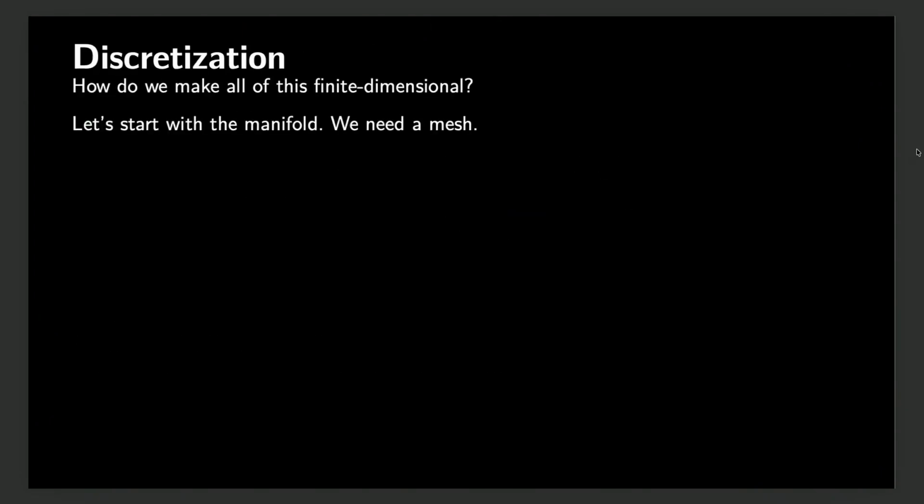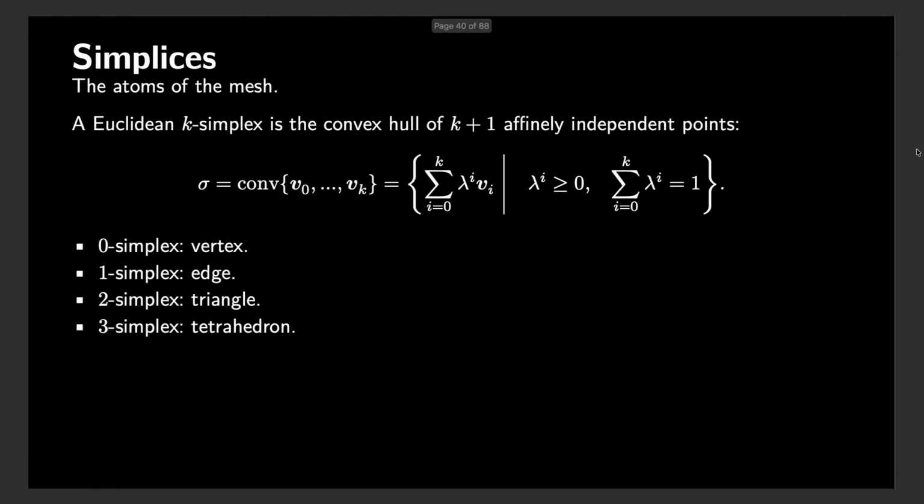And so we start by taking our manifold, and we somehow need to turn it into a mesh. The atoms or the elements of our mesh are called simplices. In 2D, these are triangles. In 3D, we have tetrahedra. And in general, they're always the convex hull of some k+1 points. This is a geometric definition relying on coordinates.